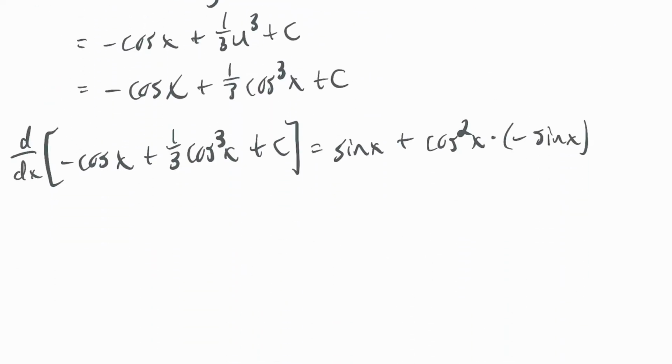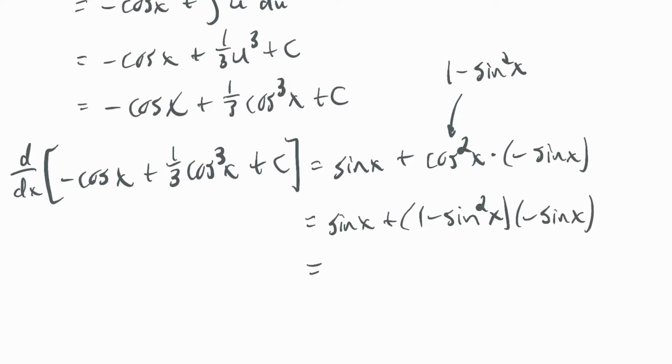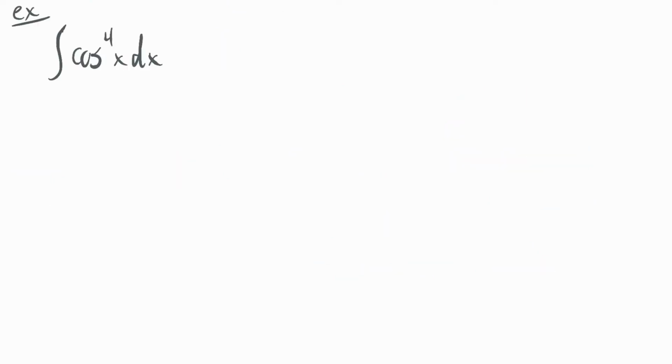You might see what to do here. Cosine squared x is 1 minus sine squared x. So this is sine x plus 1 minus sine squared x times negative sine x. When I distribute that, I get sine x minus sine x plus sine cubed x. So I get sine cubed x. We do have to use the trigonometric identity to convert it back and make it look like the original integrand.